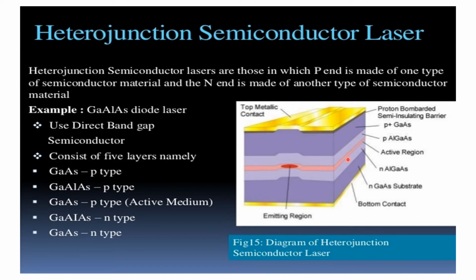Now you will understand here. Look into the picture. It consists of five layers, that is, three P layers and two N layers. The first layer is made of gallium arsenide, the second layer of gallium aluminum arsenide, the third layer of gallium arsenide, the fourth layer of gallium aluminum arsenide, and the fifth layer of gallium arsenide. Here, this P-type gallium arsenide will act as the active medium. It is sandwiched between the gallium aluminum arsenide layers, one side acting as P-type and the other side as N-type.